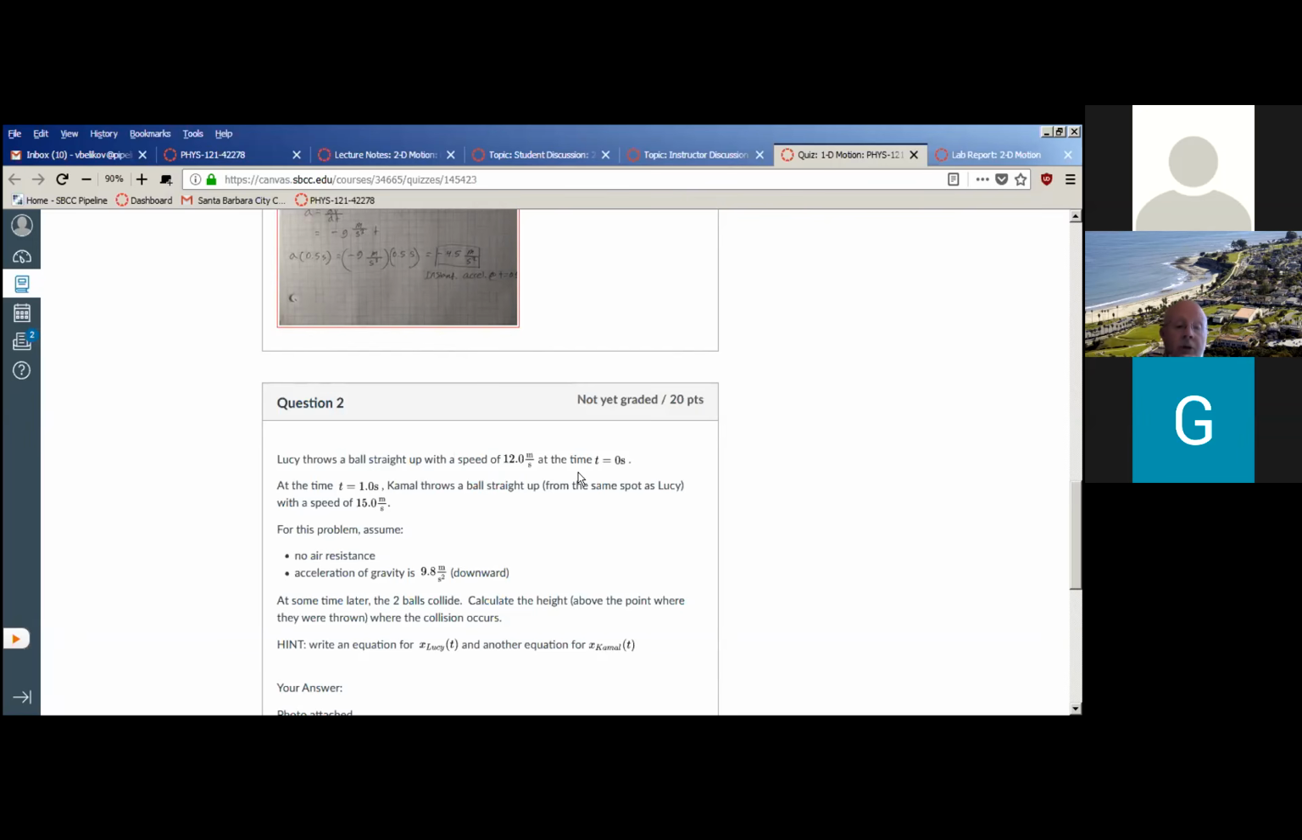For this problem, assume, number 1, no air resistance. Number 2, acceleration is 9.8. At some later time, the two balls collide. Calculate the height above the point where they are thrown, where the collision occurs.